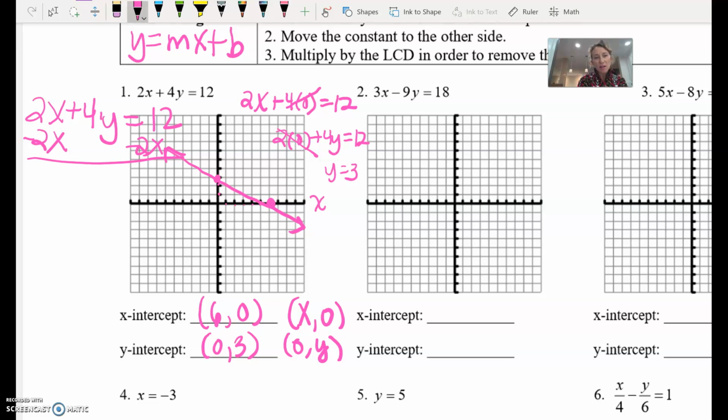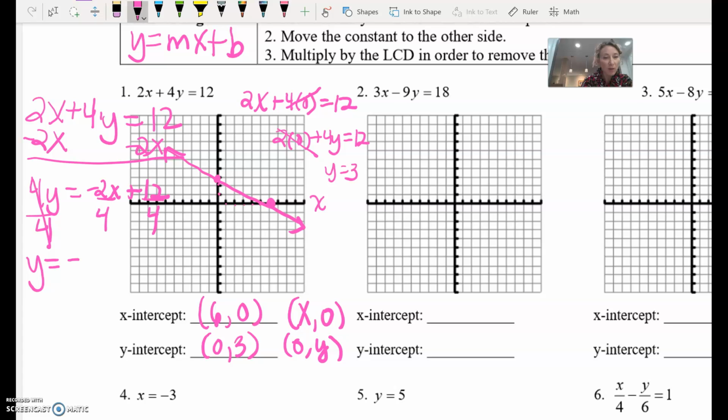12 and 2x are not like terms, so I have 4y is equal to negative 2x plus 12. And then I divide everything by 4, including the 2x and including the 12. Every part by 4. So then I have y equals negative 2 over 4. Let's divide both of those by 2.